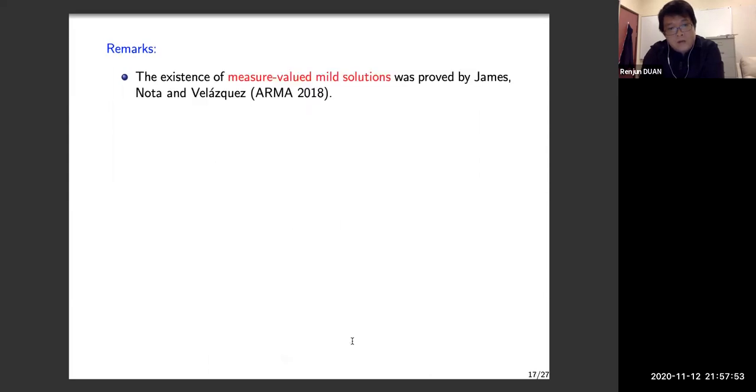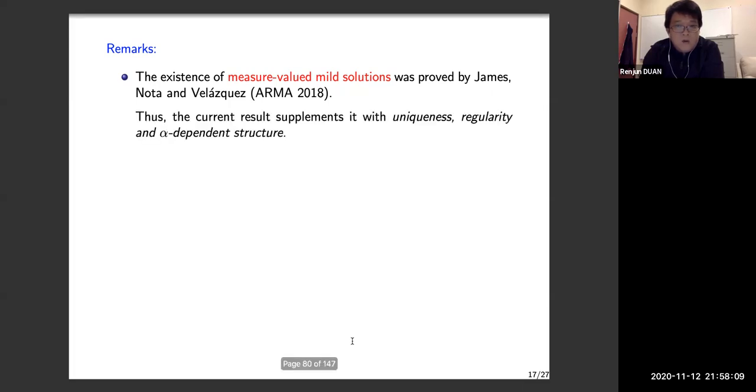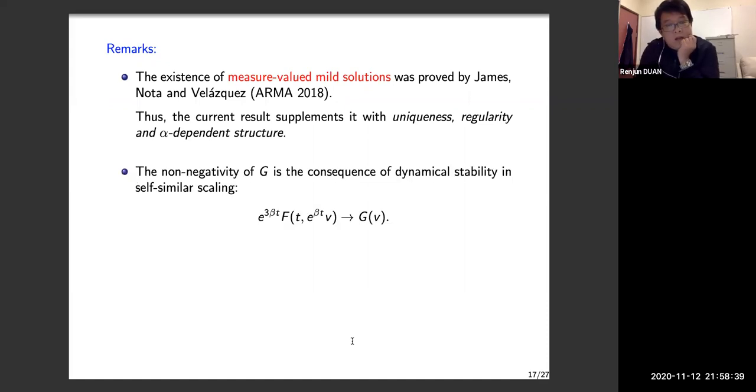There are a few remarks we have to make here. The existence of a mild solution has already been proved by James, Lods and Velázquez in 2018. Their solution is obtained by a contraction mapping based on their mild formulation in a suitable function space. Here, the current result can supplement that result with uniqueness, regularity in velocity, and also the alpha dependence structure.